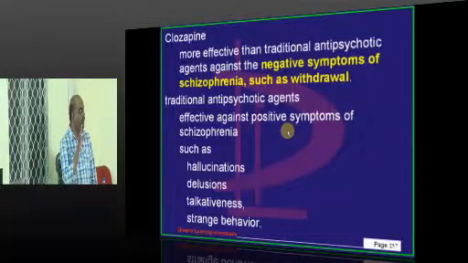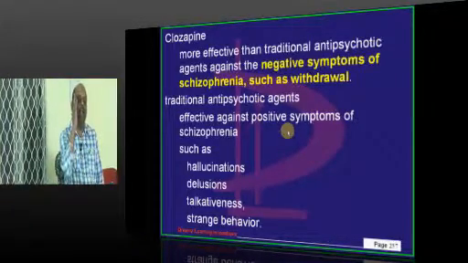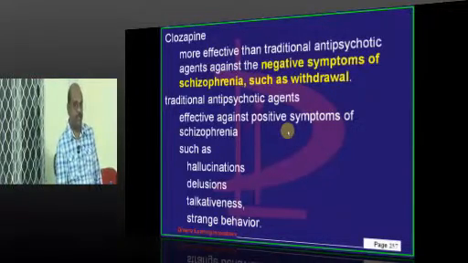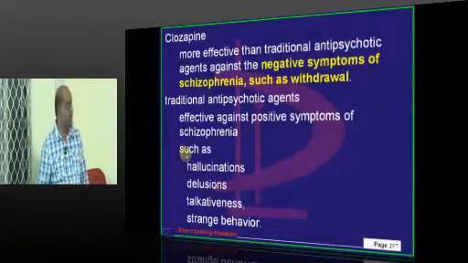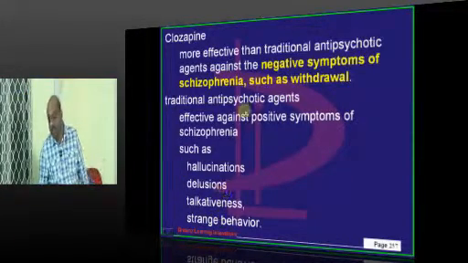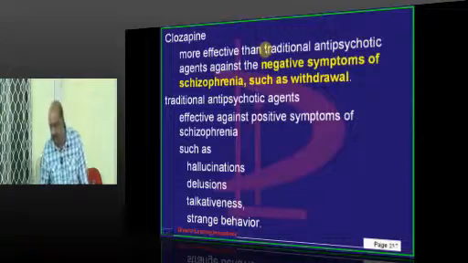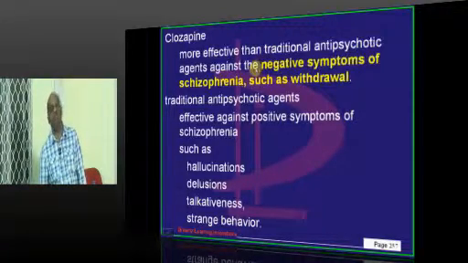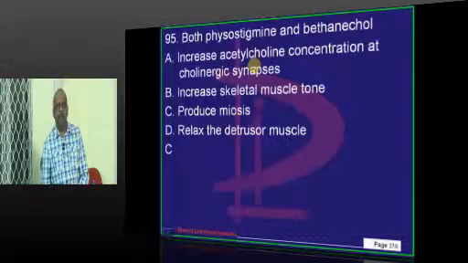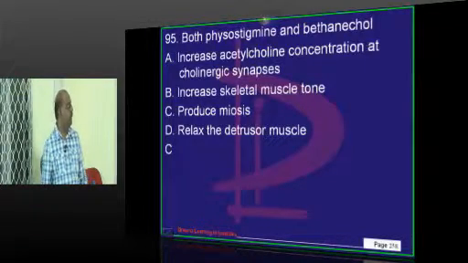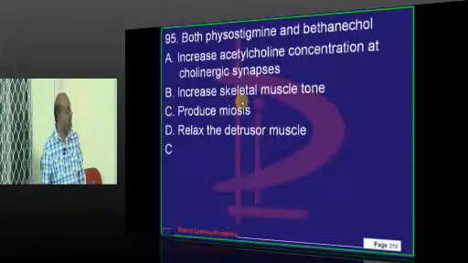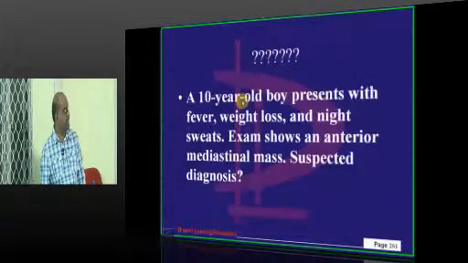Whereas if you look at the traditional antipsychotics like haloperidol, they are good for positive symptoms. What constitute positive symptoms? Hallucination, delusion, talkativeness, strange behavior. They are all basically called as positive symptoms. Physostigmine, pilocarpine, what do they basically do? They both are cholinomimetic, hence they will produce the miosis.